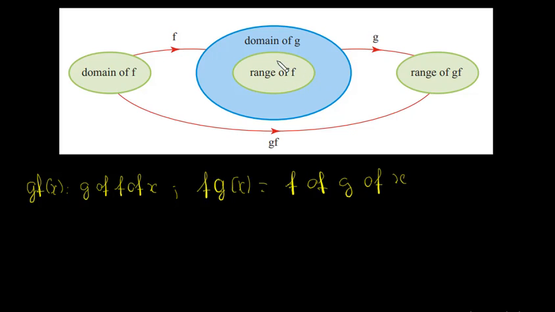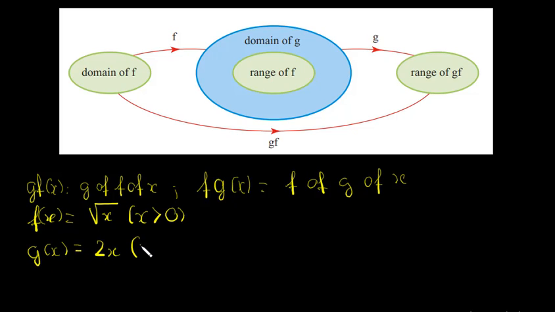So why must the range of f be contained within the domain of g? Let's take an example. Here I have f(x) equal to the square root of x, with the condition x greater than 0, and I have g(x) equal to 2x, where x can be any real number.